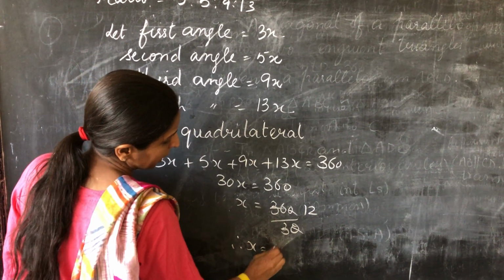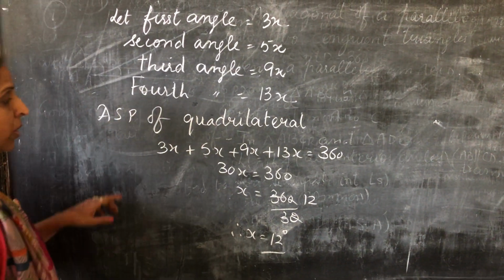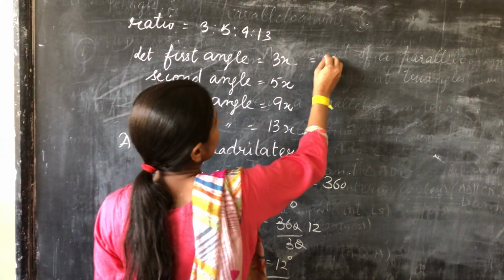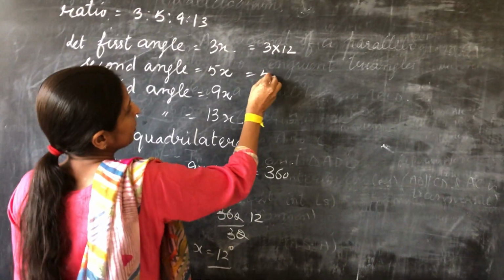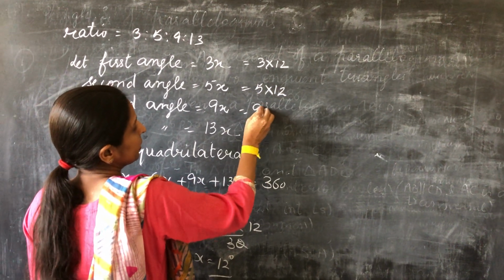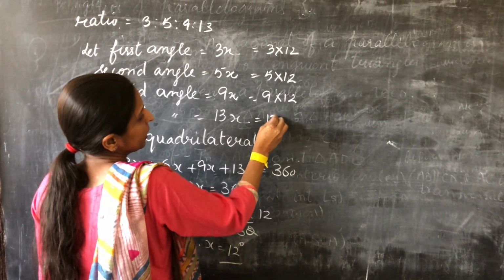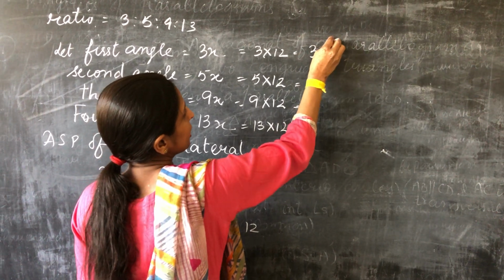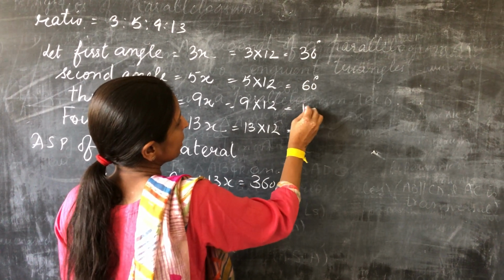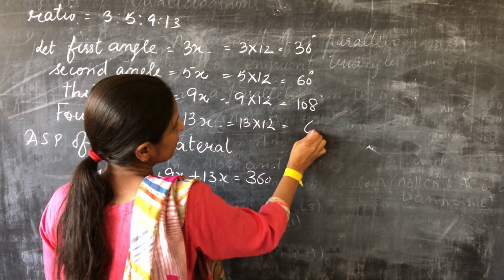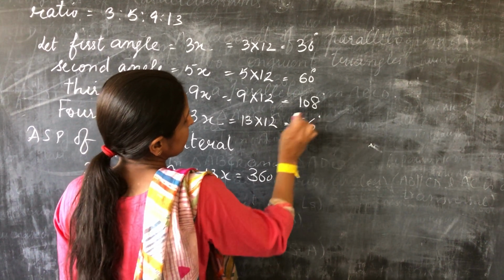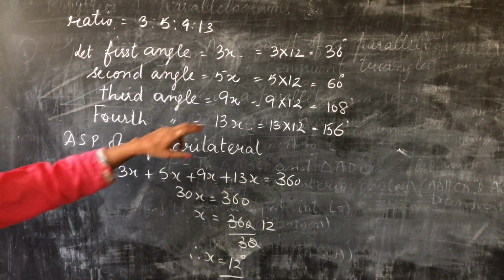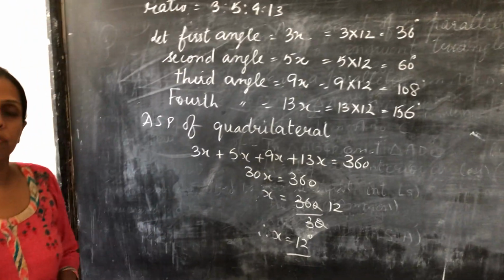So x is 12 degrees. But I want the angles, they are 3x, 5x, 9x and 13x. So you will be multiplying 3 with 12, 5 with 12, 9 with 12 and 13 with 12. 12 3s are 36, 12 5s are 60, 12 9s are 108, and 12 times 13 is 156. So by adding all these four angles, you will be getting a sum of 360 degrees.